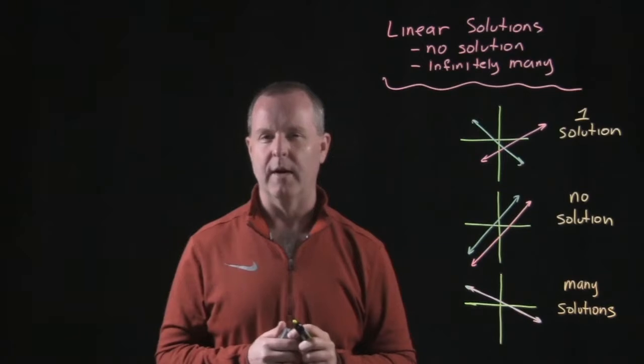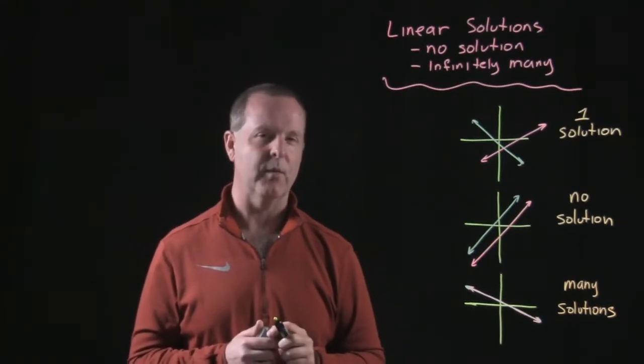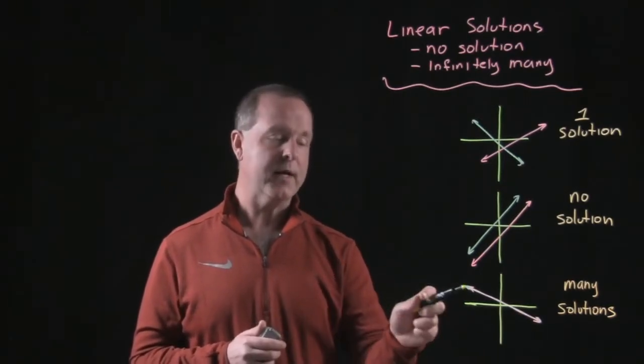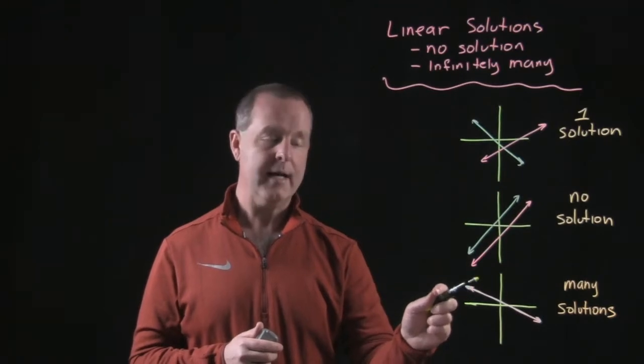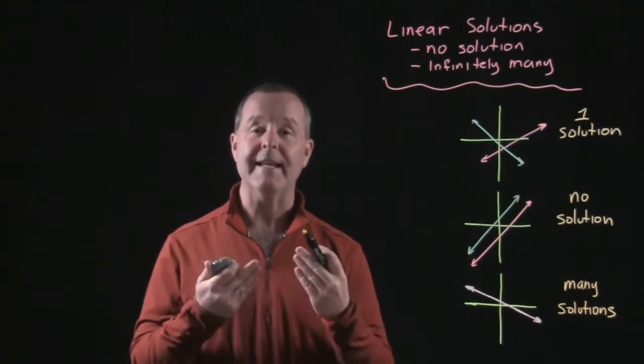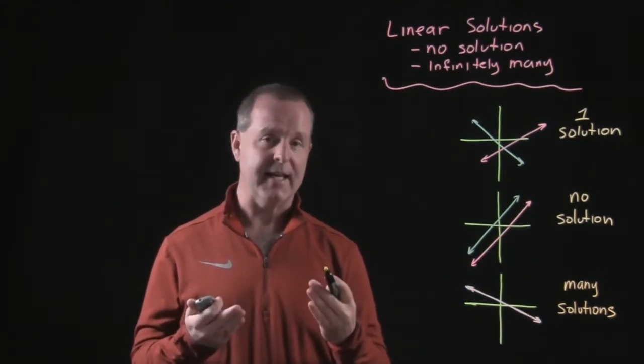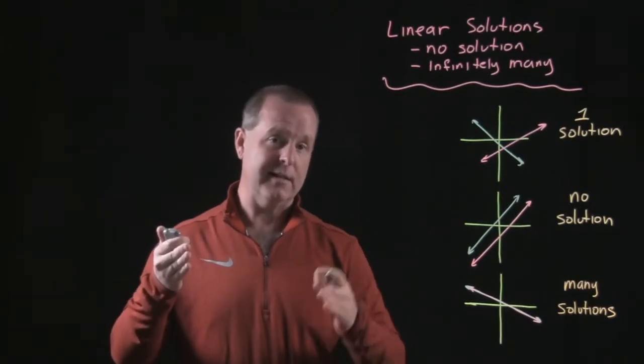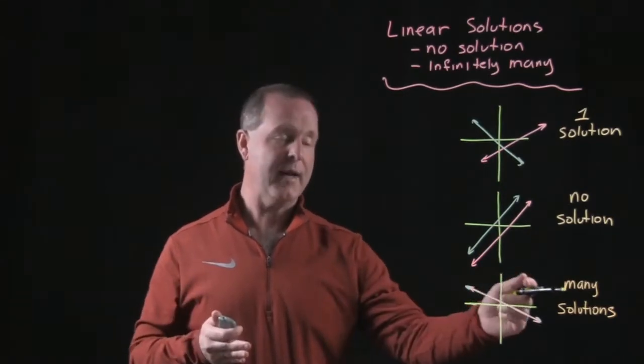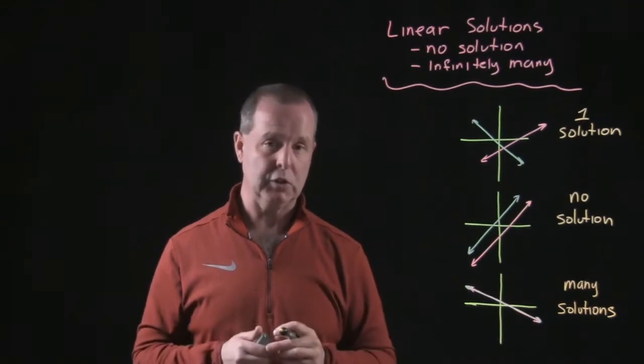And then there's a third one, maybe a little bit more hidden, that we may not have thought about. We could have a system where one graph is right on top of the other graph. And if that's the case, any solution to one is a solution to the other. So this one has infinitely many solutions.